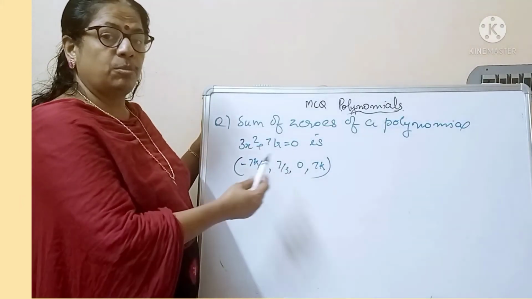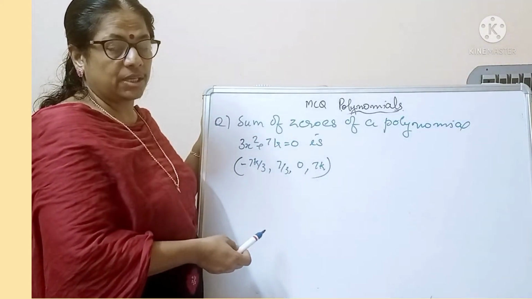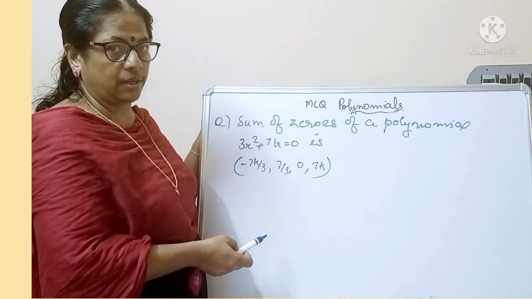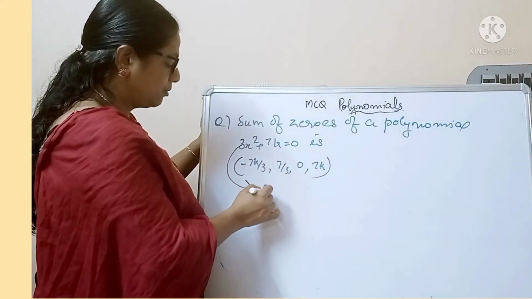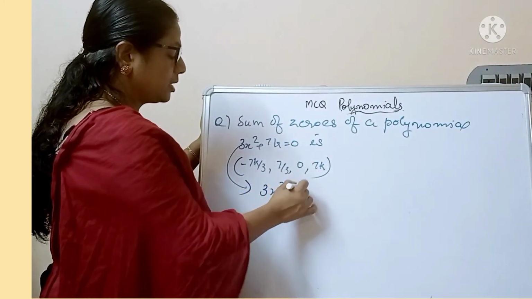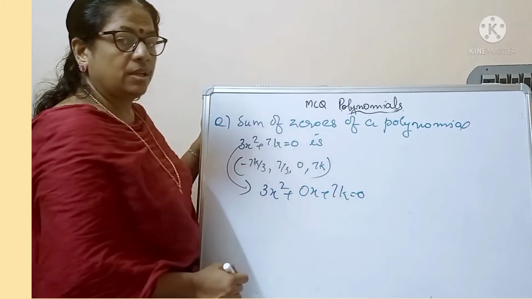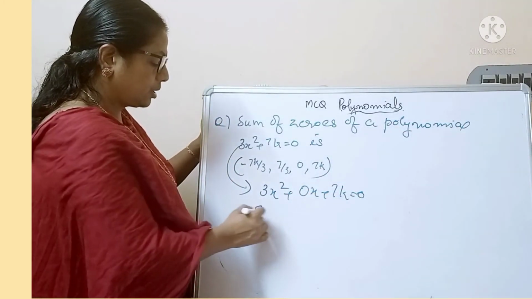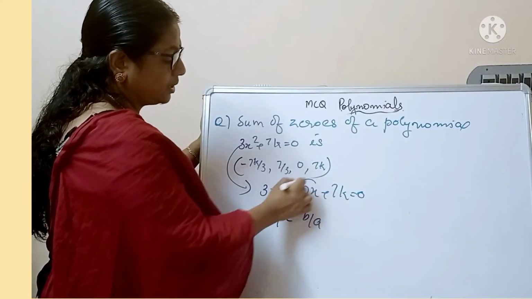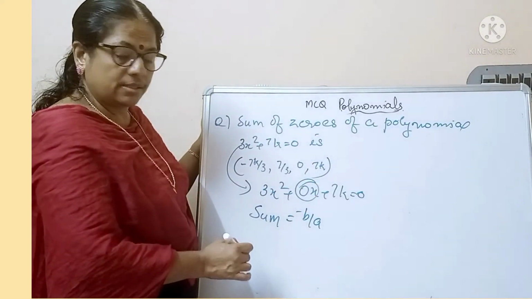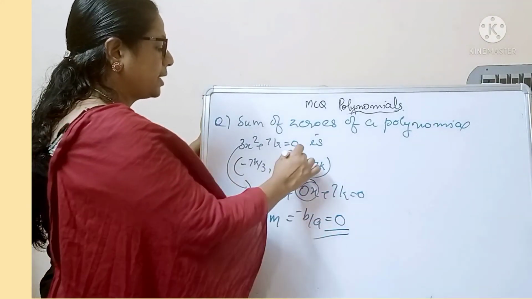Sum of zeros of a polynomial 3x square plus 7k equal to 0. Here we want to write this p of x in the form 3x square plus 0x plus 7k equal to 0. How can we find the sum of zeros? Sum of zeros is minus b by a. What is the value of b here? It is 0. Therefore the value of minus b by a is 0. So the answer is 0.